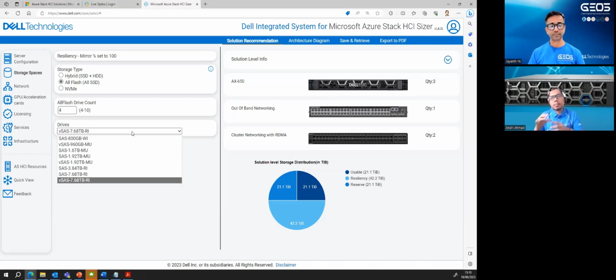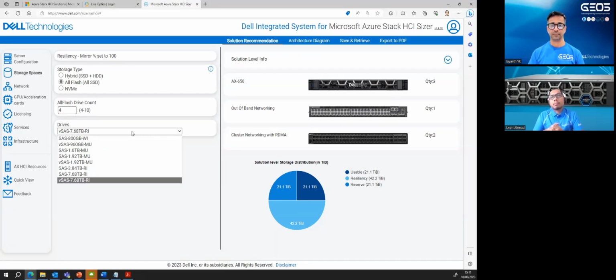Or have some balance to that, right? So read intensive basically correlates to the endurance of the flash media, right? Mm-hmm. So read intensive has one disk write per day endurance.